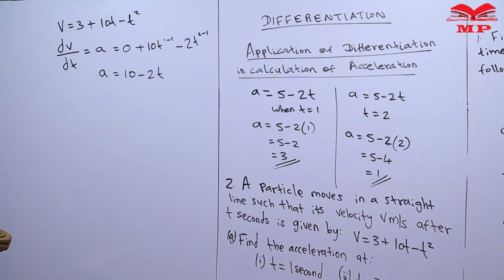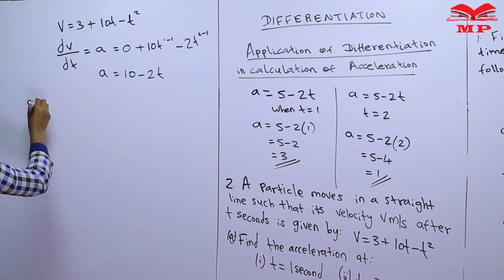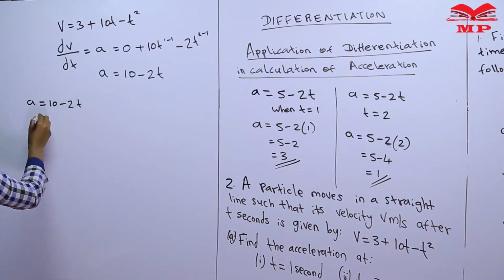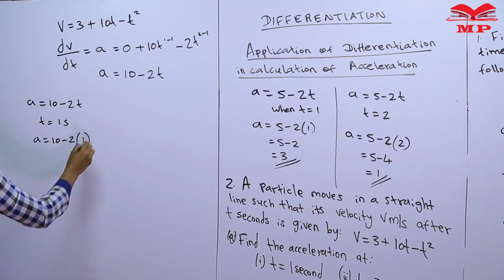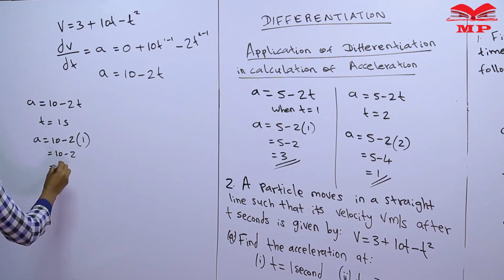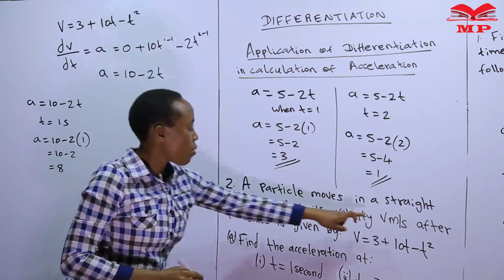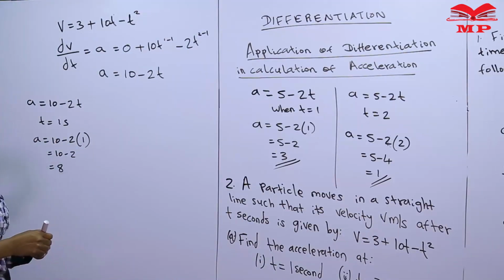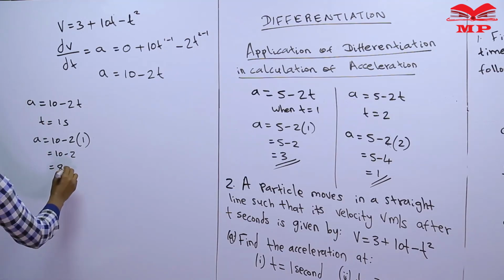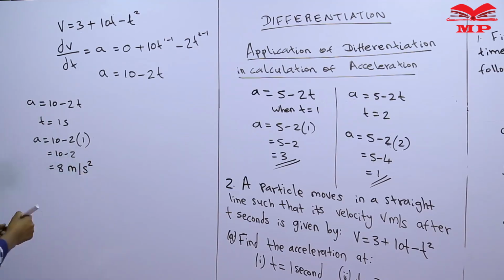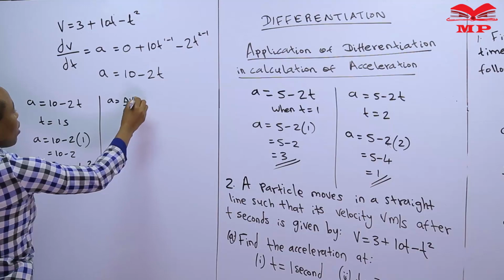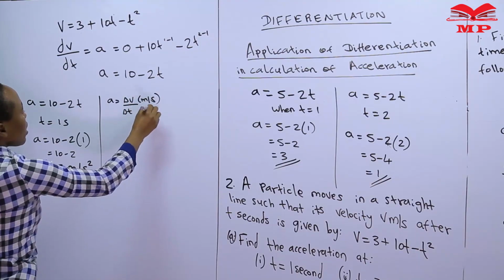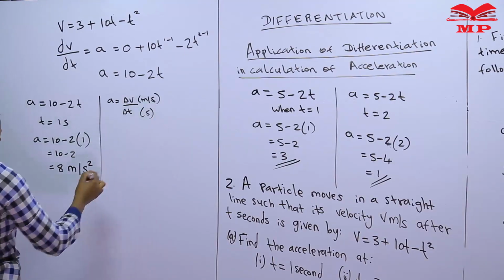That is the function for acceleration. So we have the equation a is equal to 10 minus 2t, and therefore when t is 1 second, we have our acceleration as 10 minus 2, our t is 1. So we have 10 minus 2, that is 8. And because in our case we have the units, velocity in meters per second and time in seconds, our unit for acceleration will be meters per square second. Because as we know, acceleration is change in velocity all over change in time. And velocity is in meters per second, time is in seconds. So we have meters per square second.